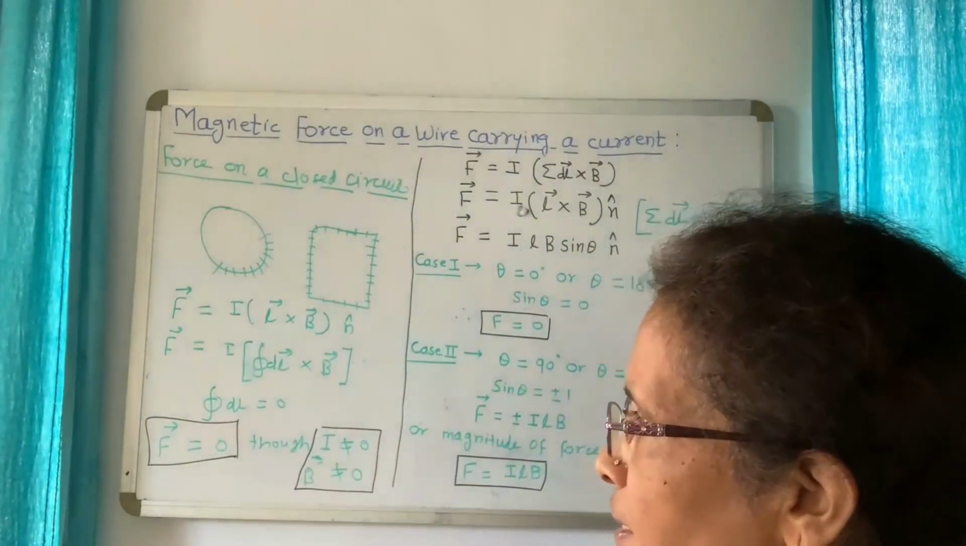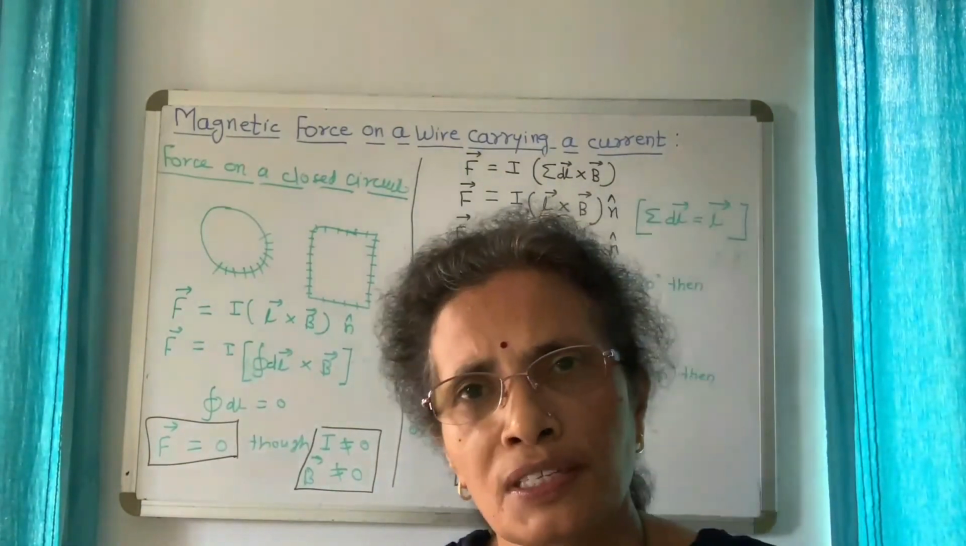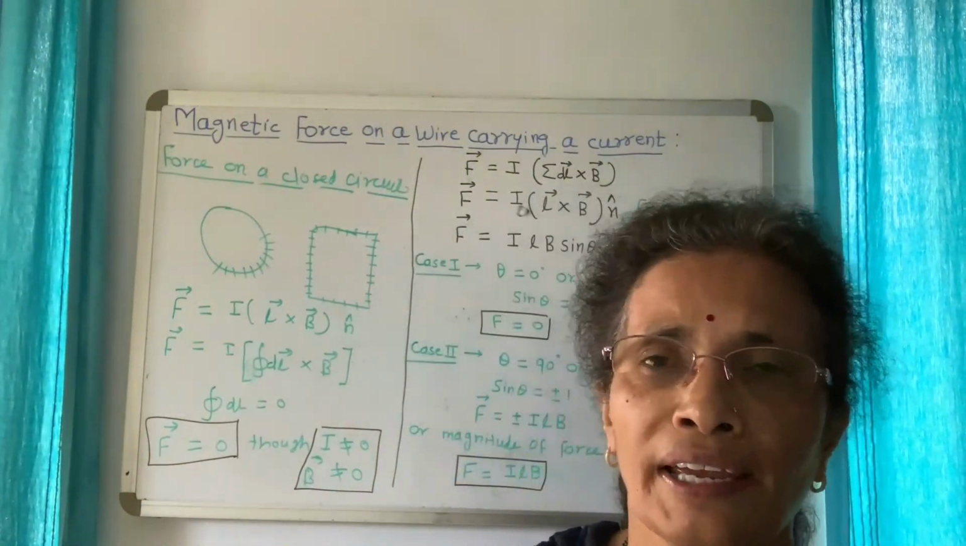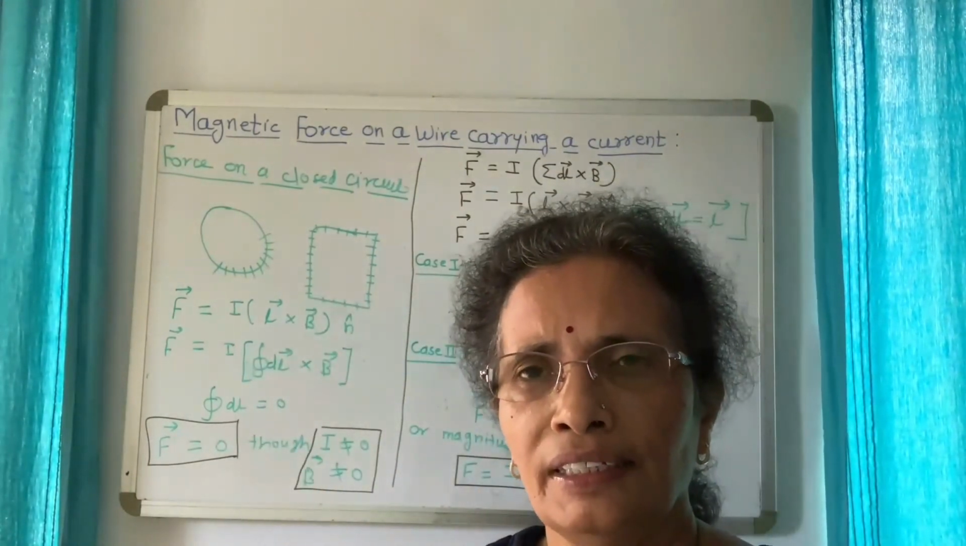Now the force is 0, but in the next article we will see that the torque acts on the different parts of the wire. So that we will see in the next lecture.